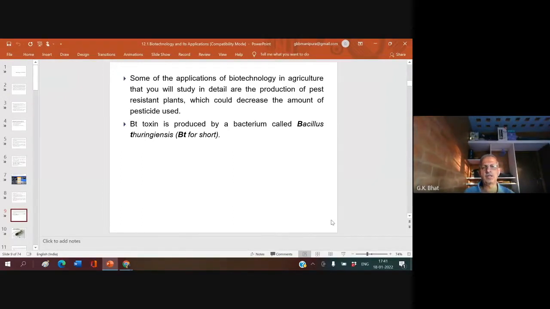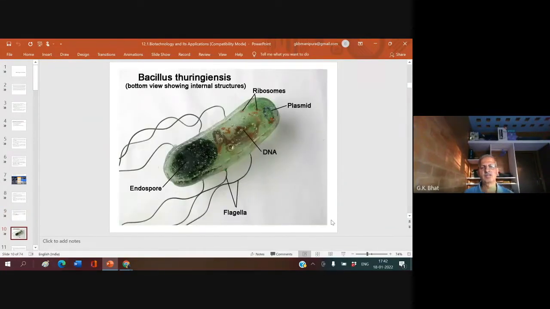For example, Bt toxin is produced by a bacterium called Bacillus thuringiensis, therefore short form Bt. You might have heard about Bt cotton several times. Bt here, B refers to the bacterial genus, T refers to the species thuringiensis. So it is Bt in short. Always ask the question, what is Bt? This is the bacterium Bacillus thuringiensis. Now let us see what is the speciality of this Bacillus thuringiensis. In what way is this Bt used in improving our agriculture?